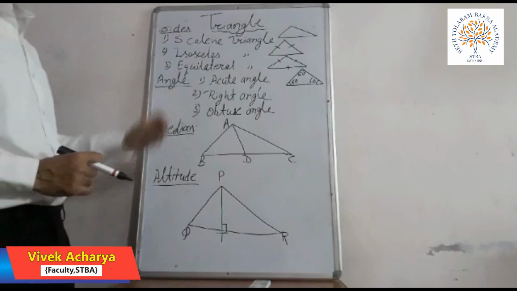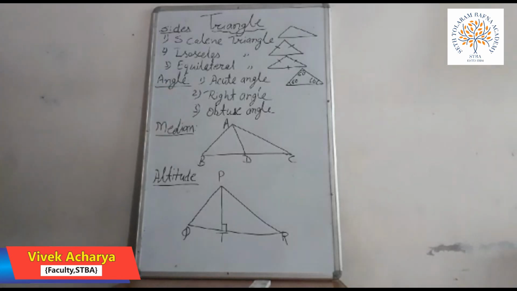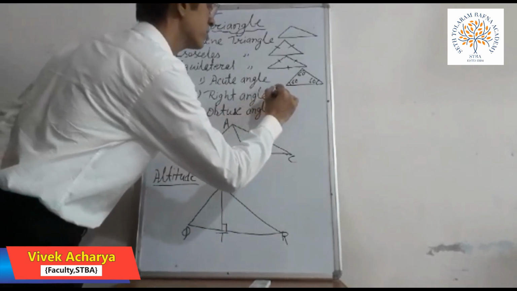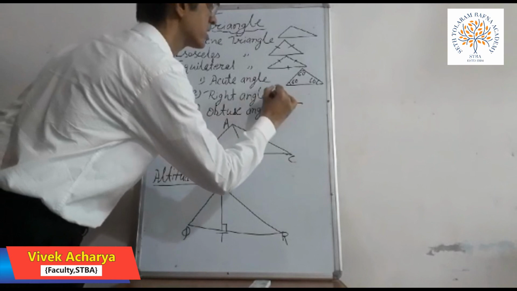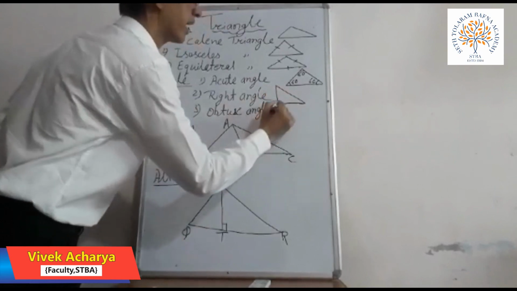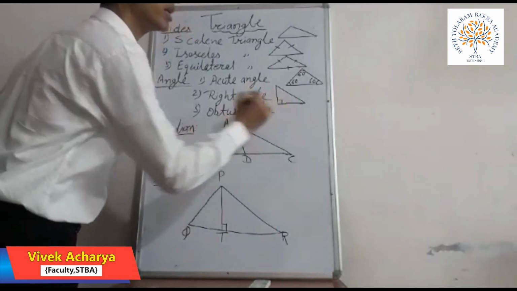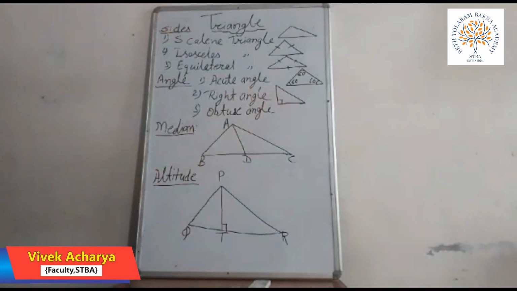Now, the second one is right angle triangle. A triangle in which one angle is right angle. Right angle means 90 degree. A triangle in which one angle is right angle means 90 degree, then it is a right angle triangle. You can make the figure right angle triangle like this one. And right angle mostly we show by this symbol. This symbol normally shows that it is a right angle triangle.